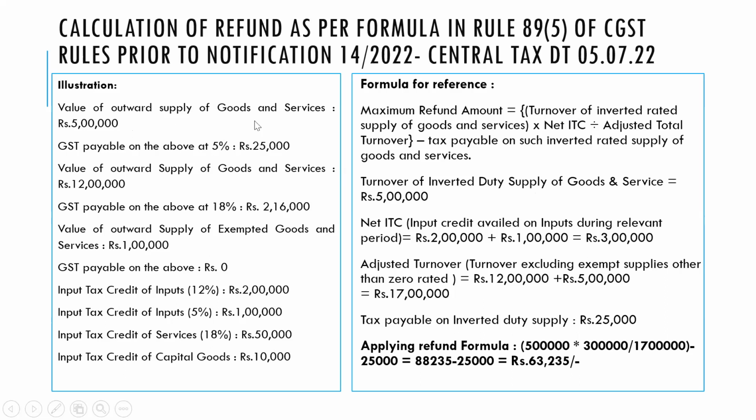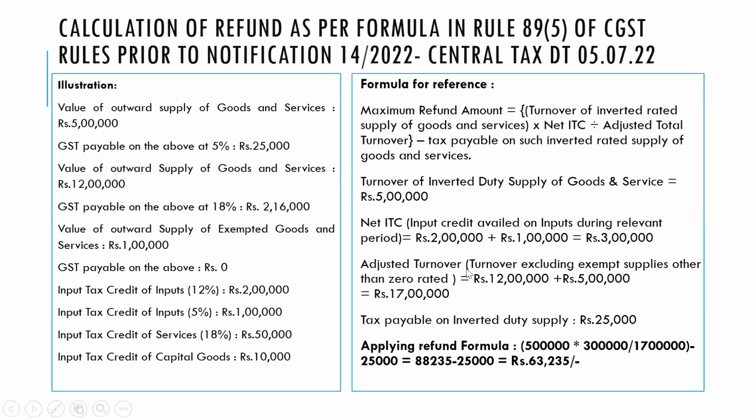Net ITC means ITC of inputs only during the relevant period. So only the ITC of inputs should be considered. Here in this case it is 2 lakh plus 1 lakh. The ITC of all inputs, irrespective of the tax rate, may be considered here.